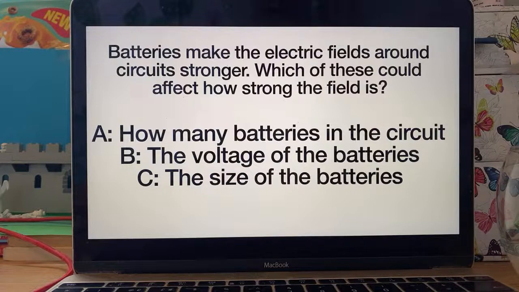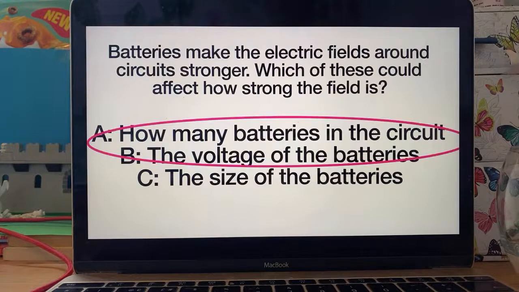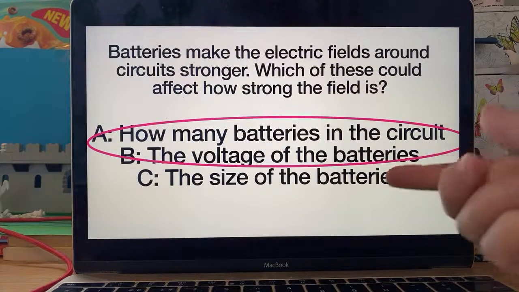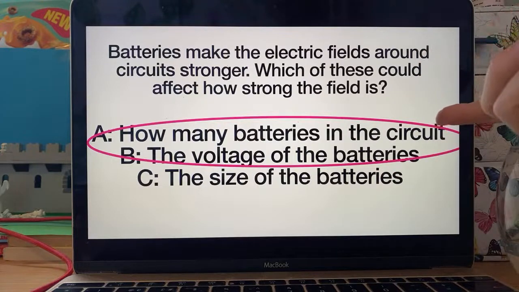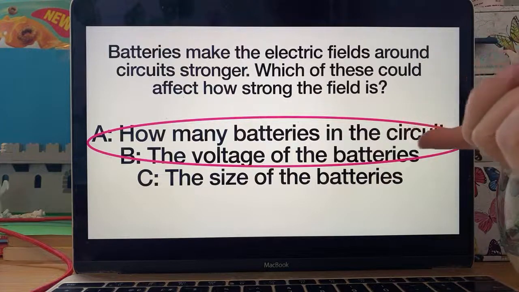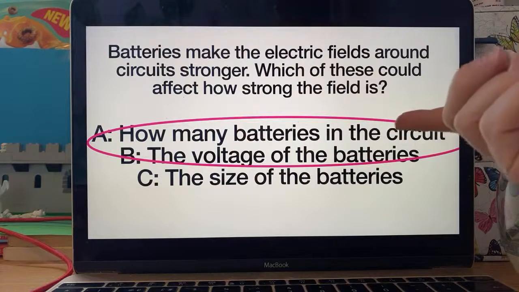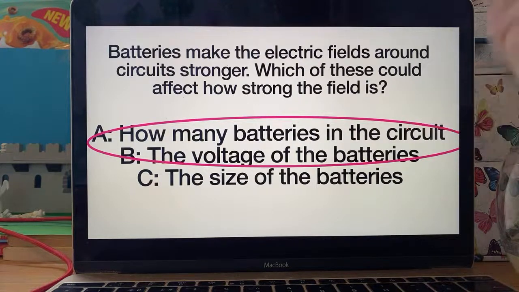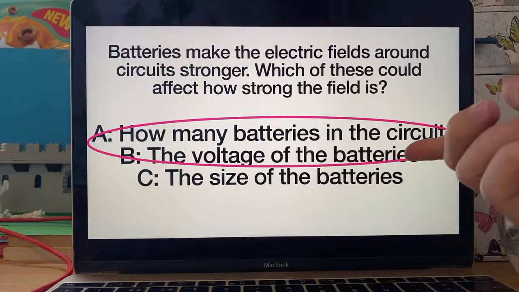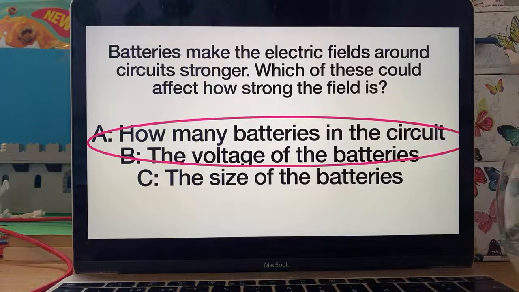The answer is... You got something? It could be how many batteries are in the circuit, or it could be the voltage of the batteries. So the size of the batteries doesn't make any difference at all. That doesn't tell you what the voltage is. But if you add more batteries to the circuit, even if they're tiny, puny little batteries, as long as they're fully charged, that would still increase the strength of the field. But you could take one 2-volt battery away and add a 12-volt battery instead, and that would increase the strength as well. So the voltage of the batteries also makes a difference.